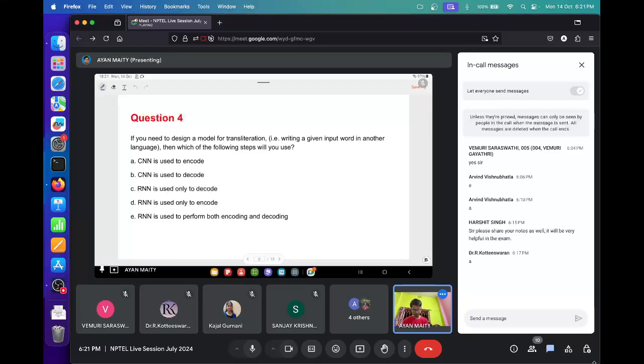Now question 4. If you need to design a model for transliteration, which is writing a given input word in another language, which of the following steps will you use? Option A says CNN is used to encode. Option B says CNN is used to decode. Option C says CNN is used only to decode. Option D says RNN is used only to encode, and option E says RNN is used to perform both encoding and decoding. So for the task of transliteration, which steps will you use?